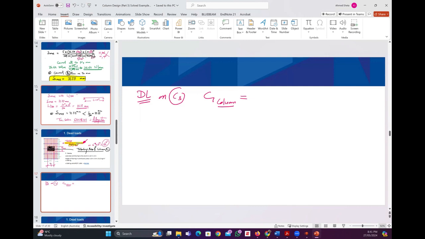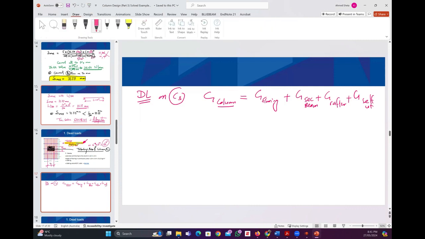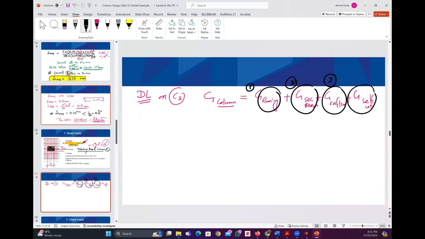So G column will be G flooring, G secondary beams, G rafter and G self weight. Because you have services, you add one more component. How many components do we have here? 4. They are the same components. This one is only added because we have to include the self weight of the column itself.